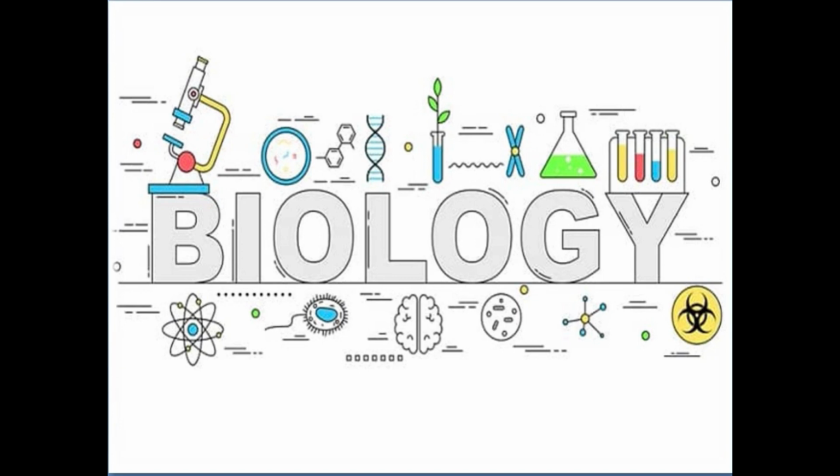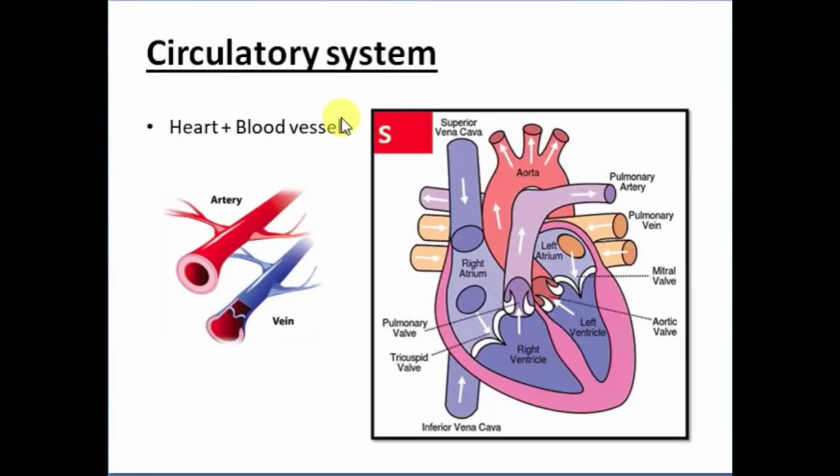So, in this class of ours, we will cover the circulatory system. We will study how the circulatory system and lungs coordinate with each other and transfer oxygenated blood to different parts of the body. We will study how carbon dioxide is removed from our body. So we'll study everything in this class of ours.